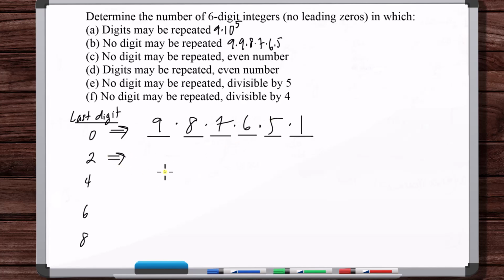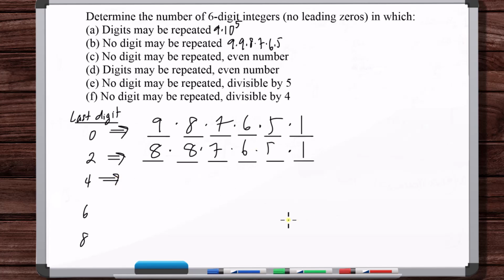Now, if the last digit is a 2, there's one option here, but now this is going to be an 8, because the first digit can't be 0. This digit can't be 0 and it can't be 2, so there's only 8 options left. Now there's 8 options left for the next one, because this could be a 0, and we have 2 digits taken up. So 8, 7, 6, 5.